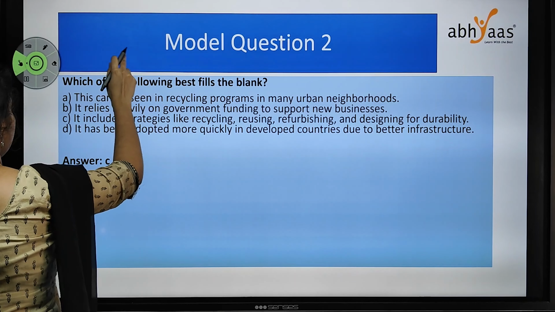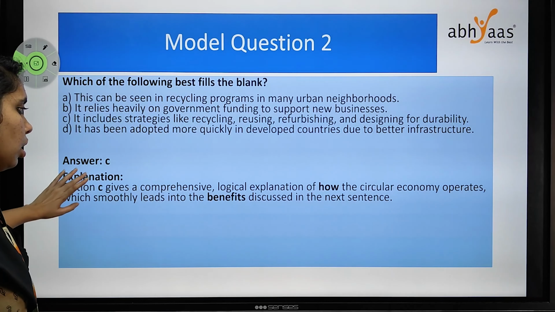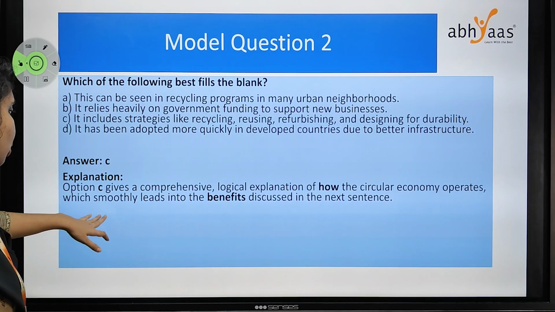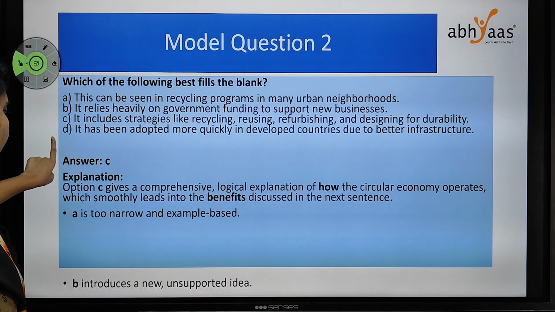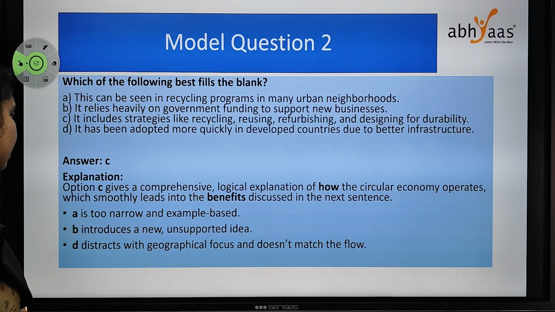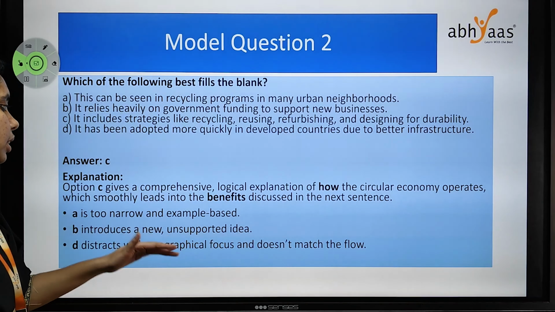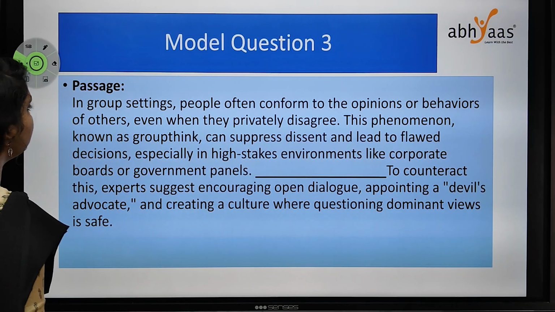Let's look. Yeah. C gives a comprehensive logic of how the circular economy operates, which smoothly leads to its benefits being discussed in the next passage. A is too narrow and example based. B introduces a new unsupported idea. D distracts with geographical focus, doesn't match the flow. Okay, let's look at the next passage.